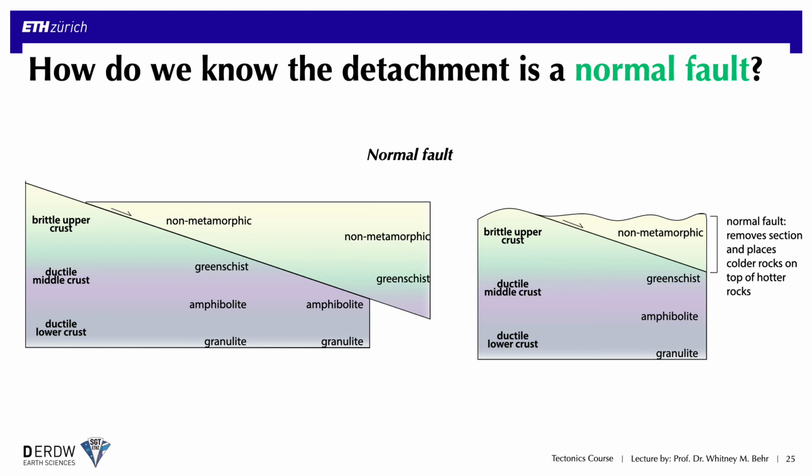And this distinction between normal and thrust faults, and how they duplicate section in the thrust case versus remove it or excise it in the normal fault case, is a key one that's actually used all over the world to recognize these kinds of structures, especially in dominantly ductile rock sequences that exhibit many phases of overprinting deformation.